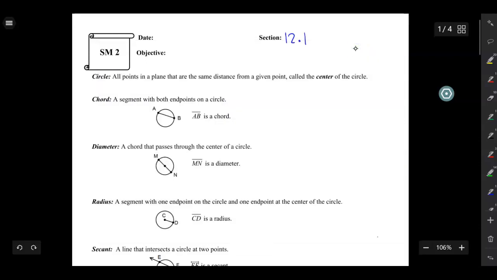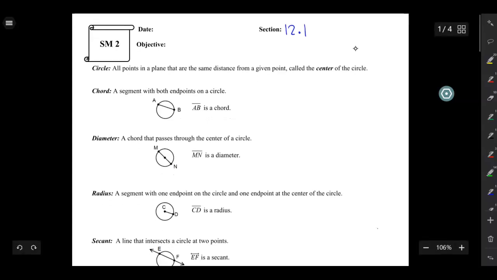In this video, we'll be talking about some vocabulary that goes with circles. So first, let's define what a circle is. A circle is just all the points in a plane that are the same distance from a given point. So we have the center of the circle, and then it's all the points that are like 2 inches away from that center.